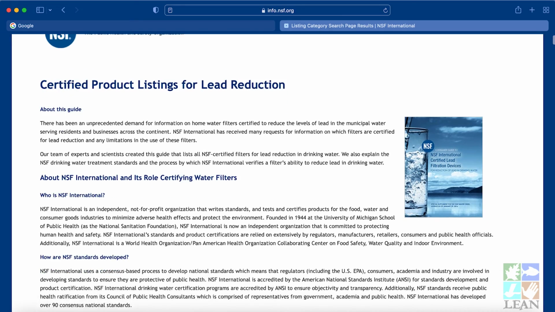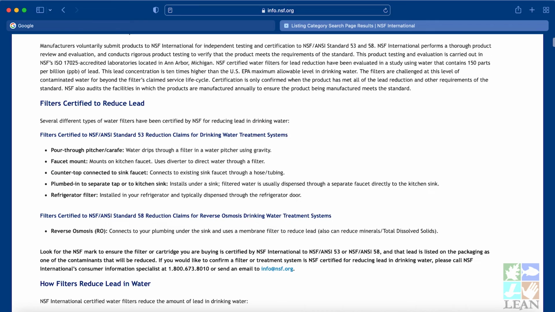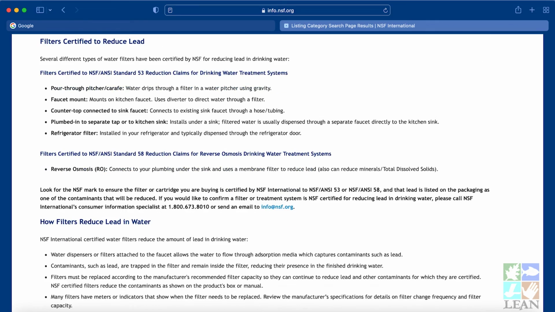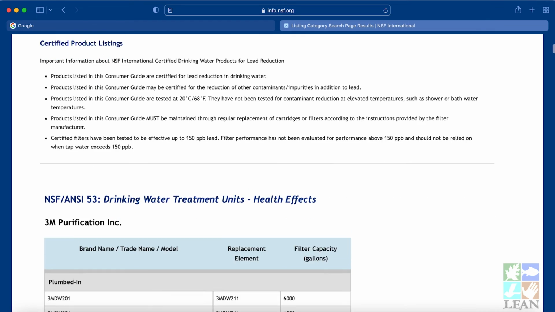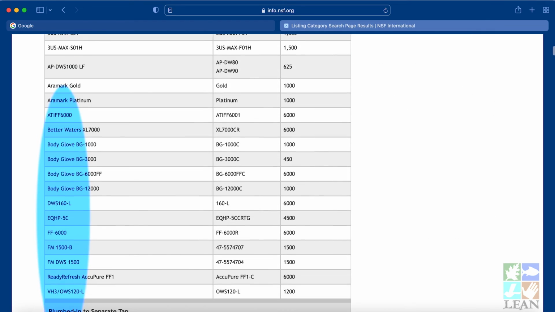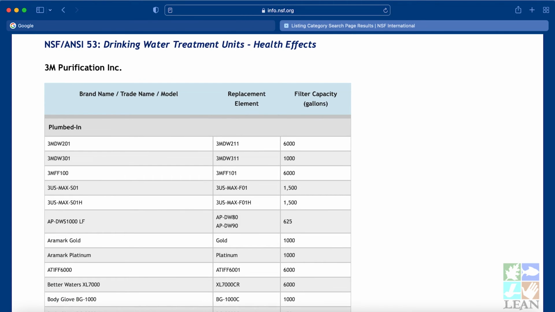This is the page that gives you a lot of information about filters, and they'll tell you with these links which filter systems are certified to remove lead. These are the brand names, the names of the filtration systems that, for example, 3M Purification puts out. So NSF is really great because it also has this great query system.